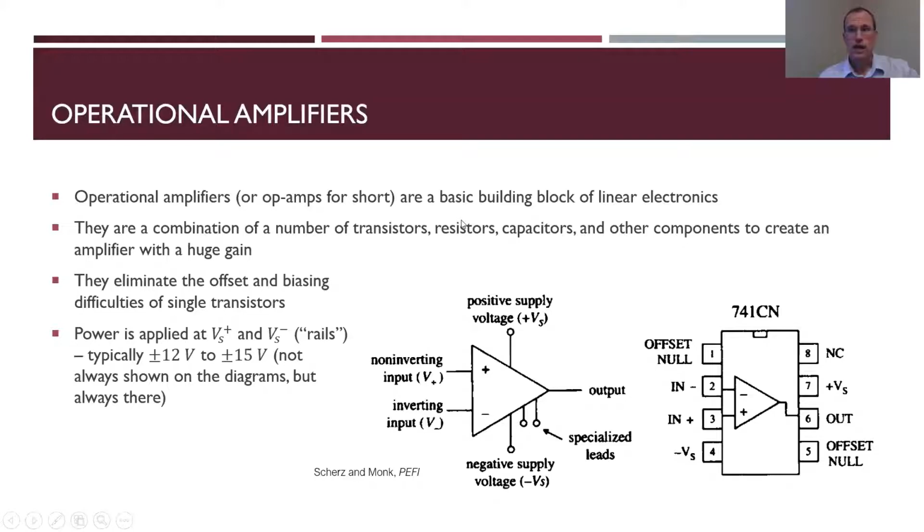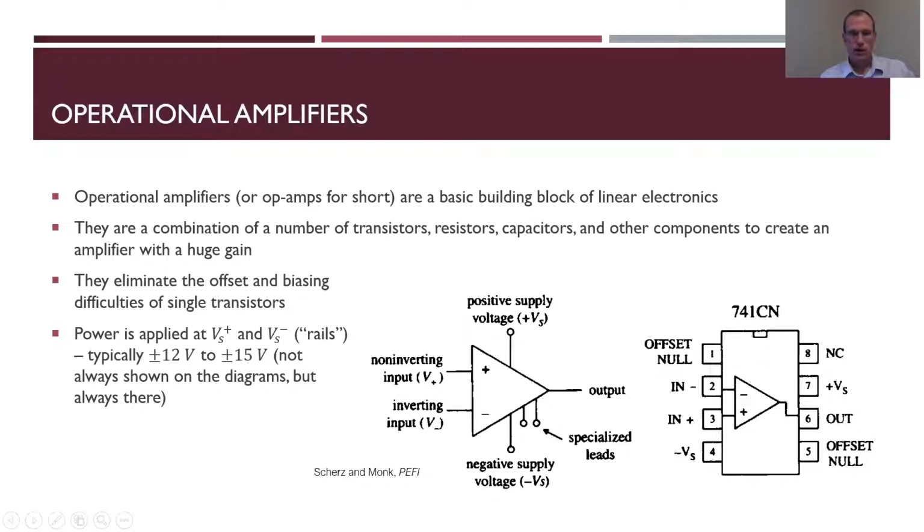So now we get to operational amplifiers, or op amps. These are another very basic building block. They're used a lot, so we'll be using them a lot as well. They're generally some combination of a whole bunch of transistors, resistors, capacitors, and other components to create an amplifier, kind of like the amplification you saw for the transistors. These act as amplifiers as well.